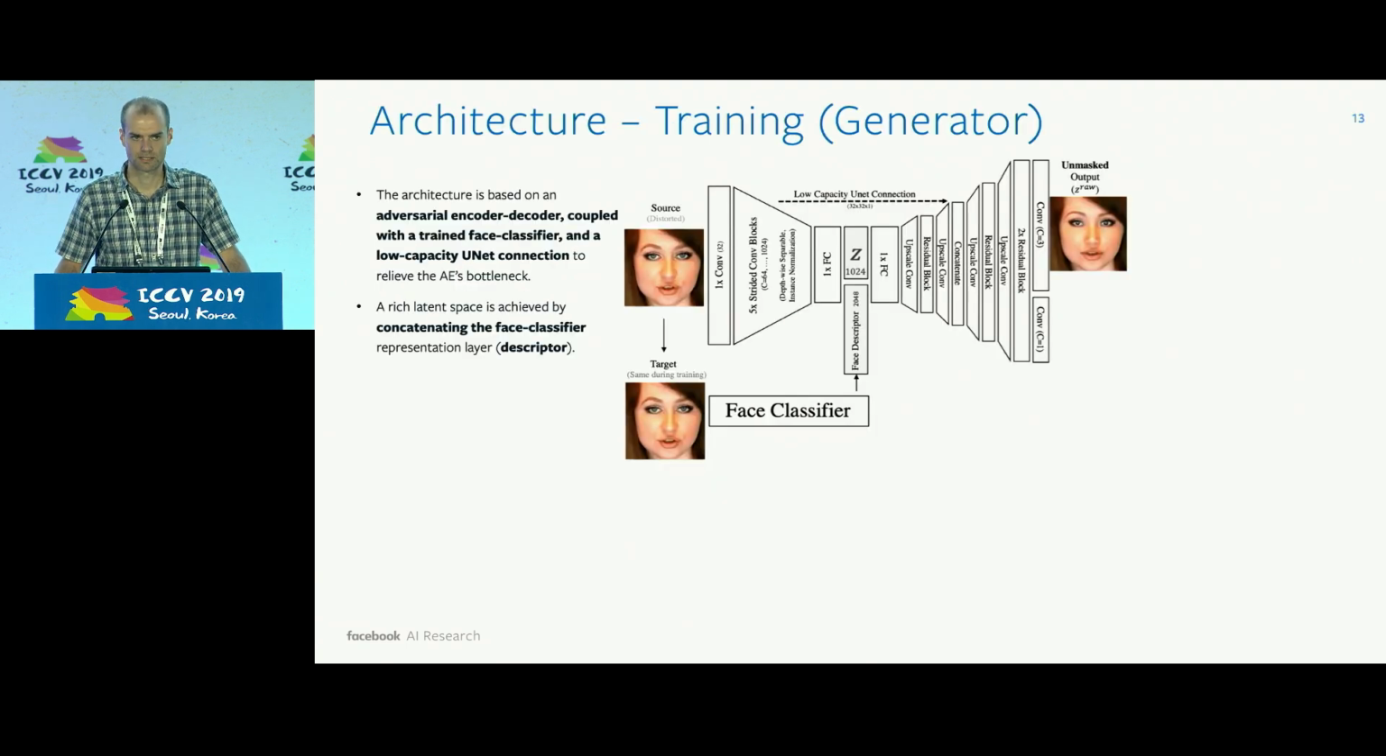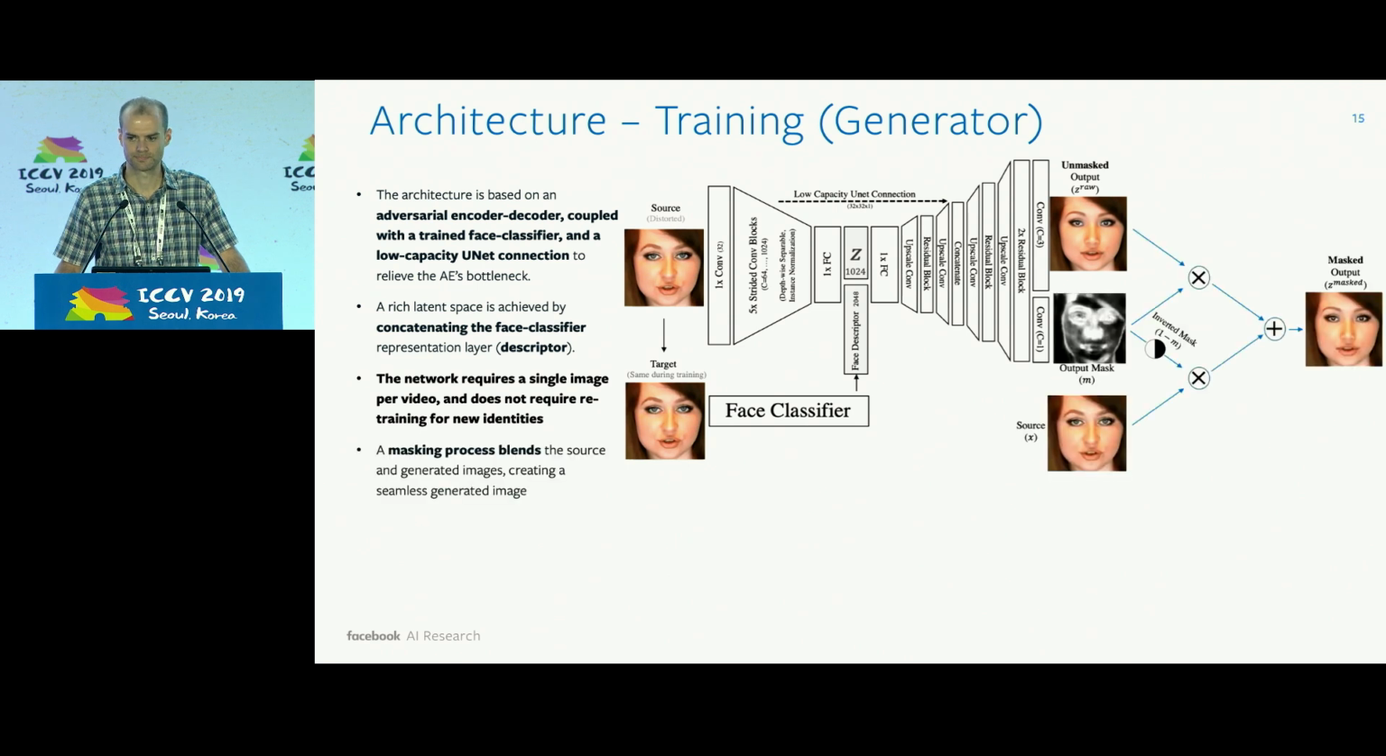The architecture is based on an adversarial encoder-decoder where we concatenate the descriptor of a face classifier to the latent space, achieving a rich embedding. This provides for both accuracy and consistency in the generated identities. This enables us to work in real time, requiring a single image per video, while retraining for new identities is not required. We employ a masking process to blend between the source and generated images. This both provides for more natural faces as they are blended with real ones, and the network does not need to learn representations that are not interesting, such as background or hair.